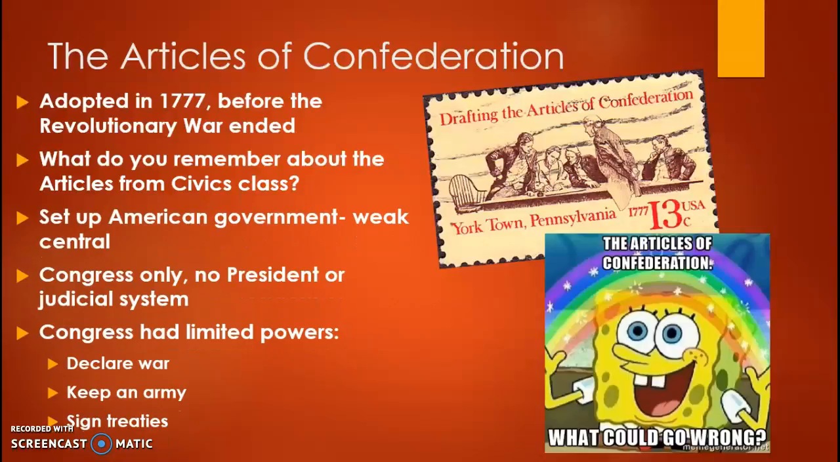So hopefully you will have remembered that this set up a very weak central government under the Articles, and Congress only really had a few powers, like they could declare war and keep an army, but they couldn't actually raise their own army. They could sign treaties, but they couldn't regulate any trade or anything. They couldn't coin any money. Lots and lots of problems.